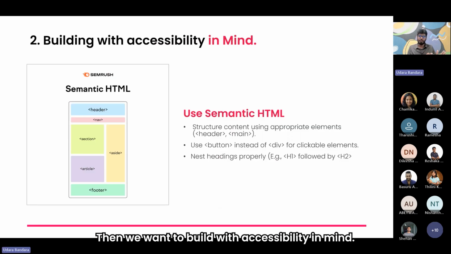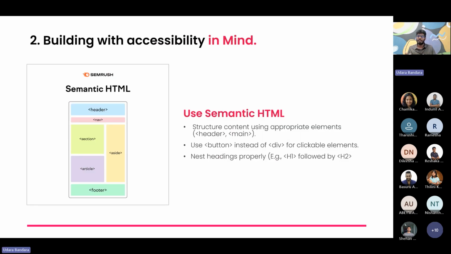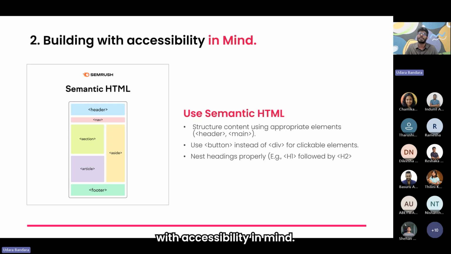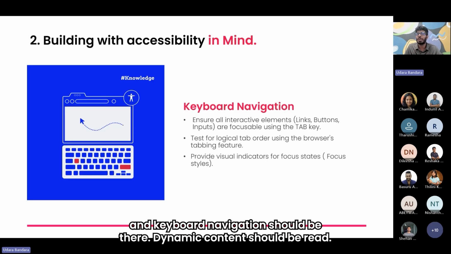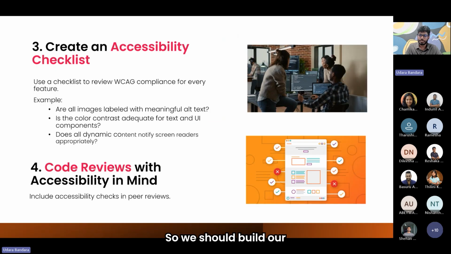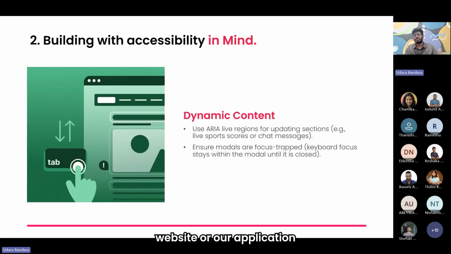Then we move to building with accessibility in mind. Now that in the design phase we have considered accessibility, we should build our content and our website with accessibility in mind. We know we should use semantic HTML, keyboard navigation should be there, and dynamic content should be read out. So we should build our website or application with those things in mind.